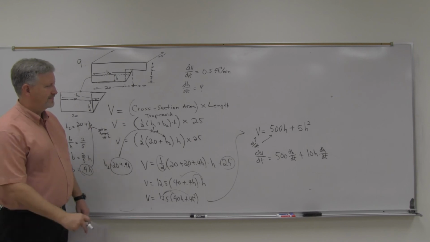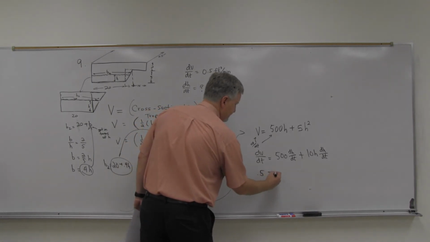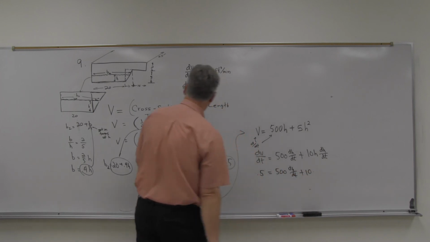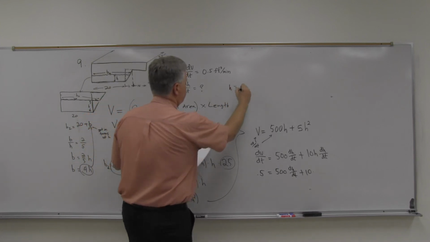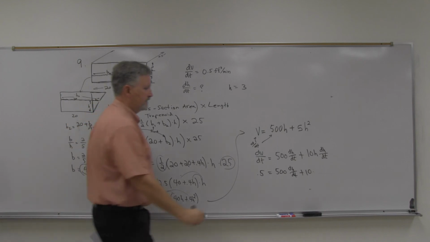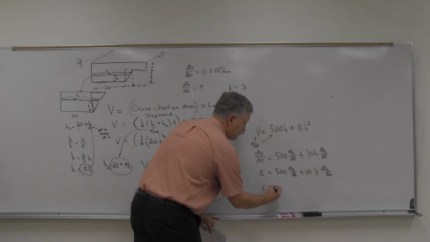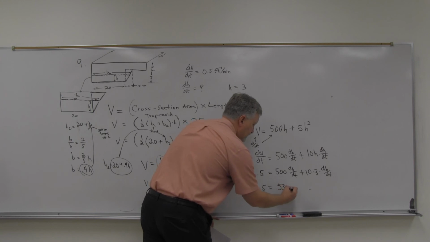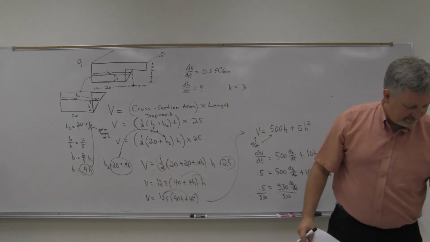Now let's plug in what we know. We know dV/dt is 0.5. 500 dh/dt is what I'm looking for. The h, well, I said let's do the dh/dt when the height is 3. I've got to write that down. So h is 3. So I've got 0.5 equals 500 dh/dt plus 30 dh/dt, that's 530 dh/dt. So divide by 530, and we get a very small number here. 0.5 divided by 530.